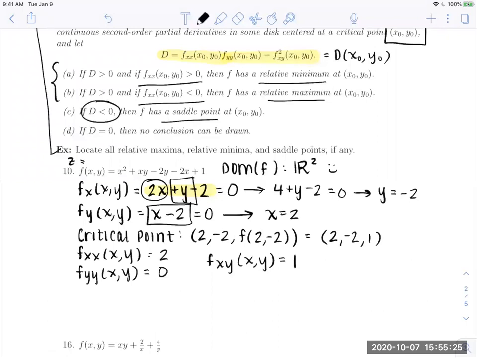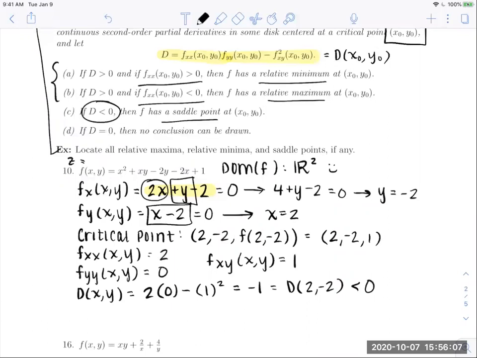So let me set up my D function. D as a function of x and y is the following. The partial of f with respect to x twice is a 2. The partial of f with respect to y twice is a 0. Minus the partial f sub xy squared is 1 squared. And so I just get the constant -1. Again, this is independent of x and y. So it just so happens that this is D of 2, -2. It doesn't matter what I plug in for x and y. The D function is outputting -1. And this is, of course, negative.